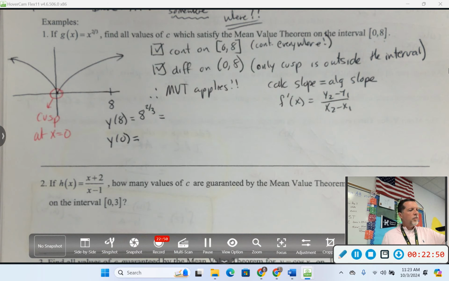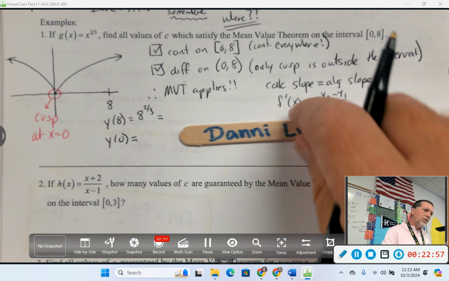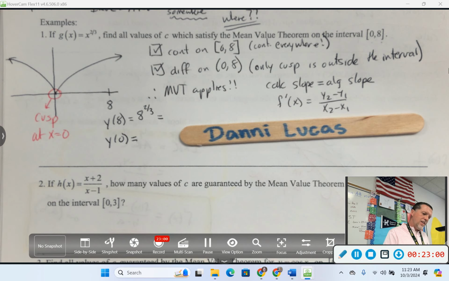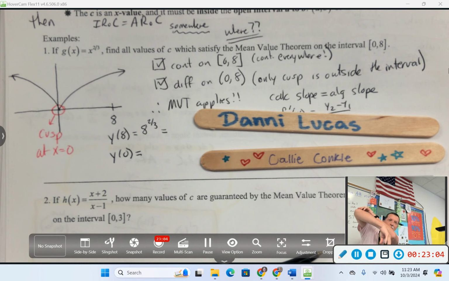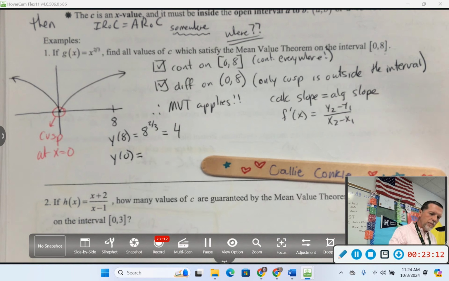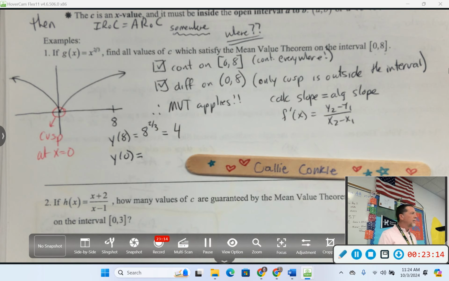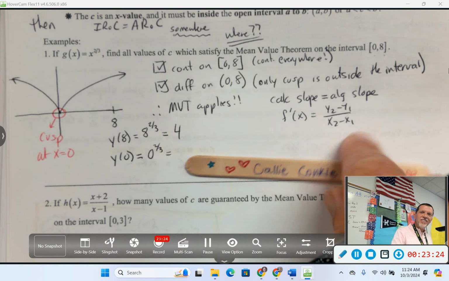8 to the 2/3. Speaking of Algebra 1 questions, put the pressure on Danny. 8 to the 2/3. The bottom number is the roots, the top number is the power, flower power, 4. So the cube root of 8 is 2, and 2 squared is 4. And then, well, Callie gets the easy one. 0 to the 2/3? 0.